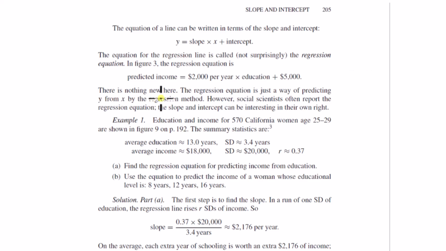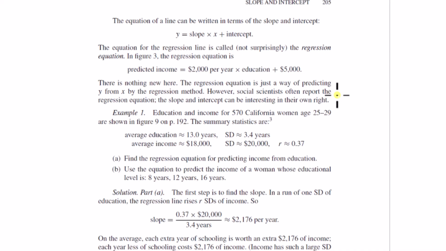Okay, there's nothing new here. The regression equation is just a way of predicting y from x by the regression method. However, social scientists often report the regression equation. The slope and intercept can be interesting in their own right. So exactly. We're not doing anything new here. We're just talking about the explicit equation. Like if you were in Excel and you put a linear trend line, and you put the equation up there, that's the regression equation. And it's interesting to think about.